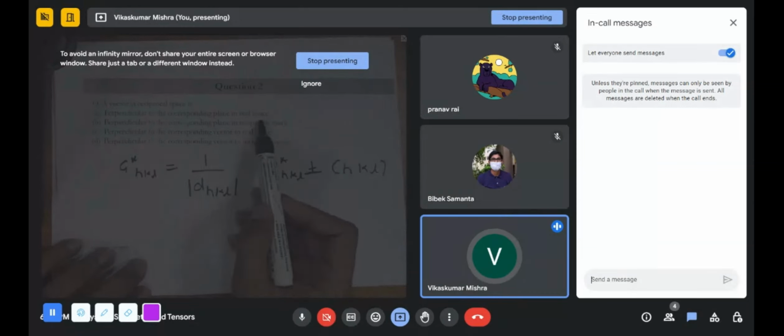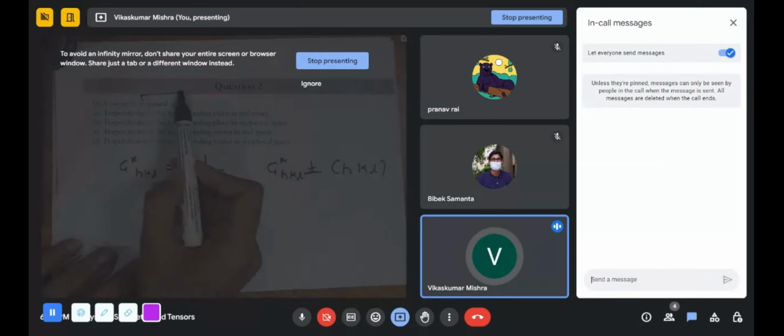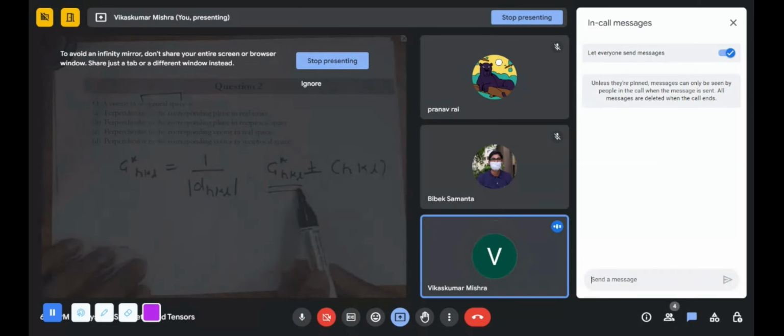In the reciprocal space, if there is a vector, this is a vector in the reciprocal space HKL, and it is perpendicular to the real space HKL plane. So option A is the correct option. Both the questions were very easy, and both of them were just based on the properties of G star HKL. Okay, let's move to the question number 3.